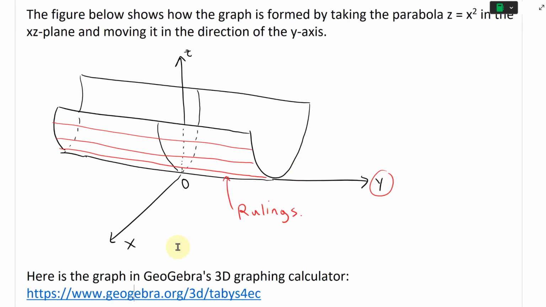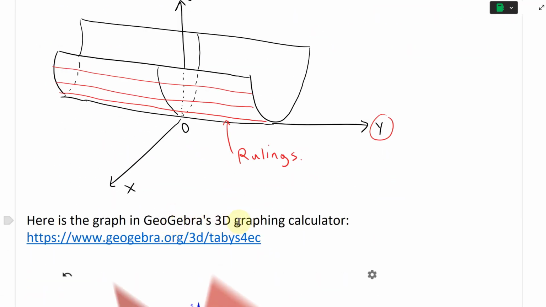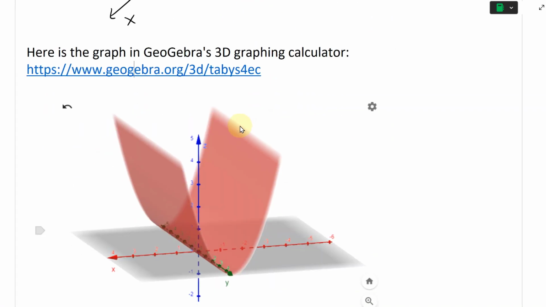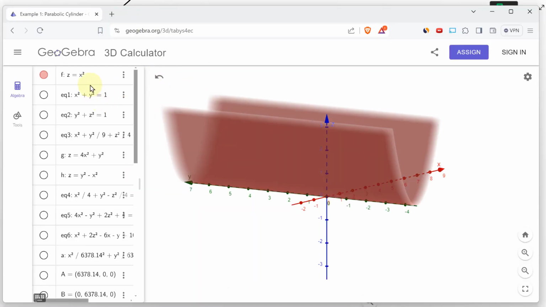Alright, so going further, so here's the graph in GeoGebra's 3D graphing calculator. So there's a link here, and I'll include basically all the 3D graphs throughout this whole video inside. So you're going to have over here, this is how it looks like, and if you go to this link right here, you're going to have a whole bunch here.